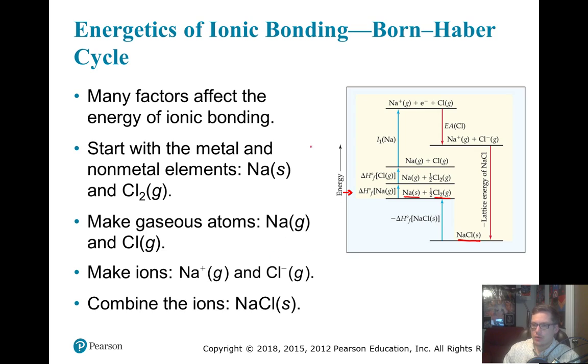Okay, so with this cycle, called the Born-Haber cycle, we're able to calculate exactly how much energy we get from making an ionic compound. So this is a very important cycle that you need to understand.